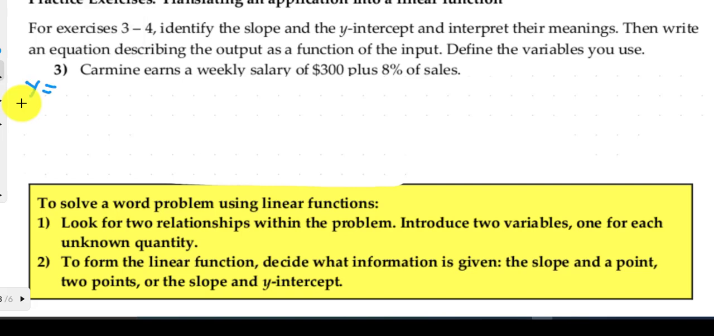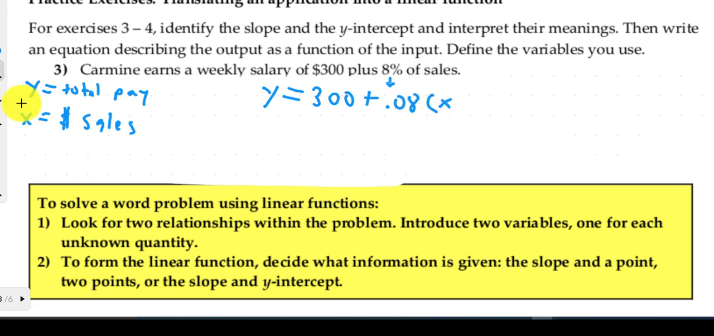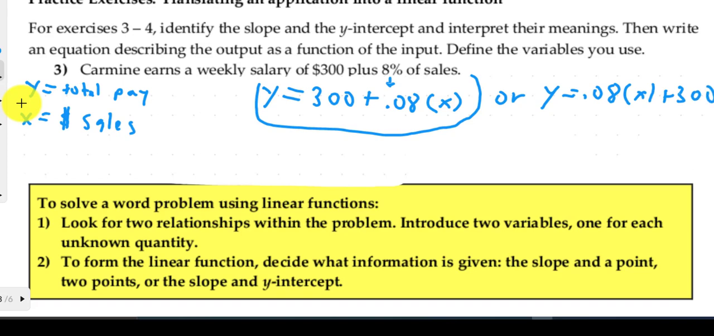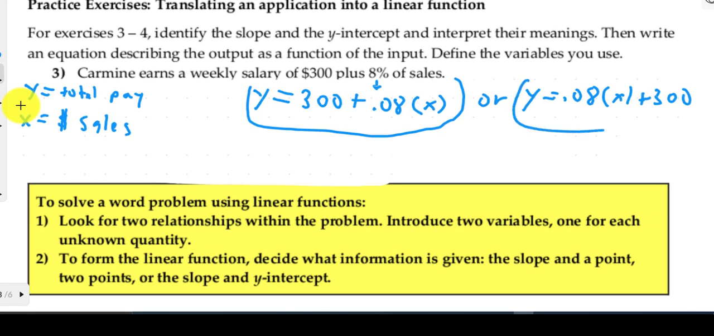I guess I could say y equals total pay. And the x will equal the amount of sales, the dollar amount of sales. So the more he sells, the greater his total pay. So y would be equal, his total pay is going to be equal to the $300. No matter how much he sells, he gets $300, plus he gets 8%, but remember, you have to write that as a decimal, of his sales, and x would be his sales. Okay, so you could write it this way, or you could write it as y equals 0.08 times x plus 300. Either of these would be acceptable.